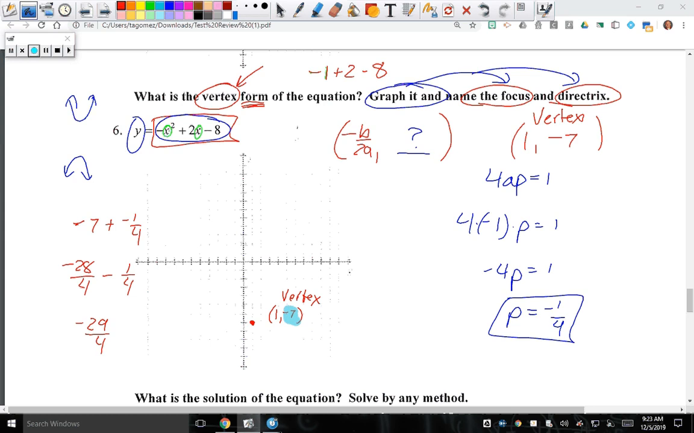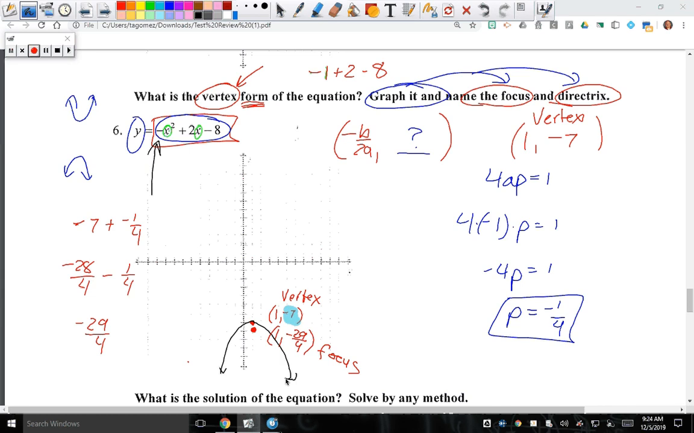Okay? So my focus would be negative 29 over 4. How many times can you divide 29 by 4? About 7 and some change, right? So it's like 7 and 1/4. So 1/4 down, it's going to be real close. This is going to be at 1, negative 29 over 4. This is my focus. It is negative, so it is looking down.